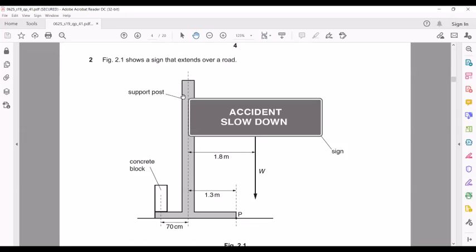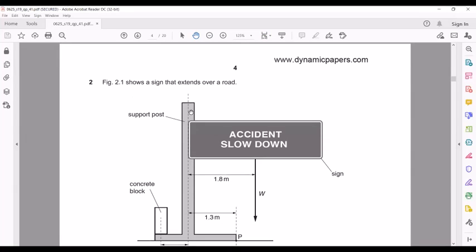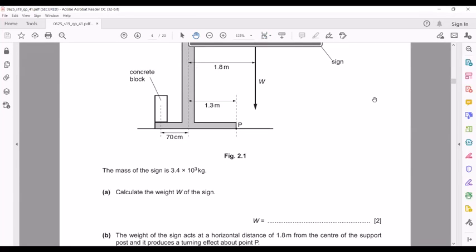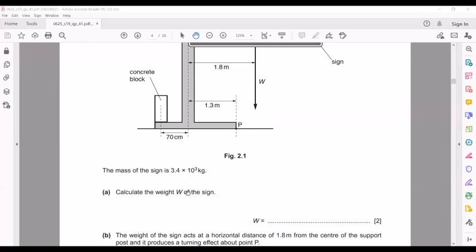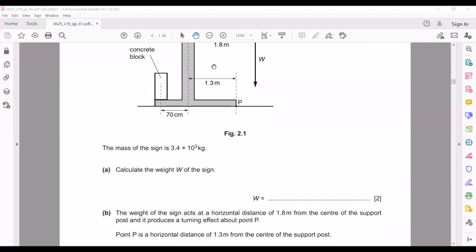Question 2, figure 2.1 shows a sign that extends over a road. "Accident, slow down." Calculate the weight of the sign, where the mass of the sign is 3.4 into 10 to the power 3. So how to calculate the weight? Weight is mass multiplied by gravity. W is equal to mg. So 3.4 into 10 to the power 3 multiplied by gravity, which is 10.